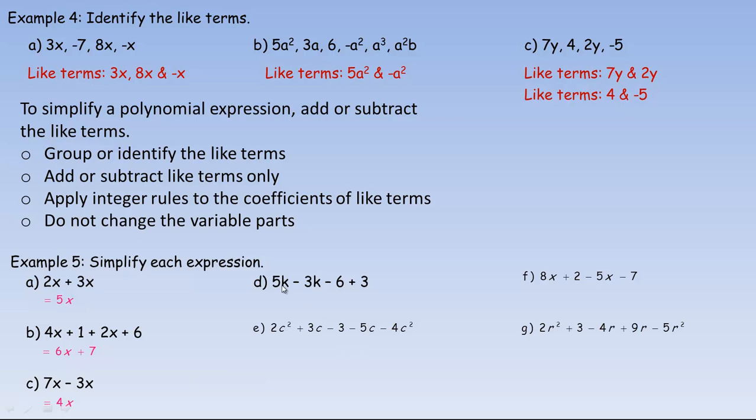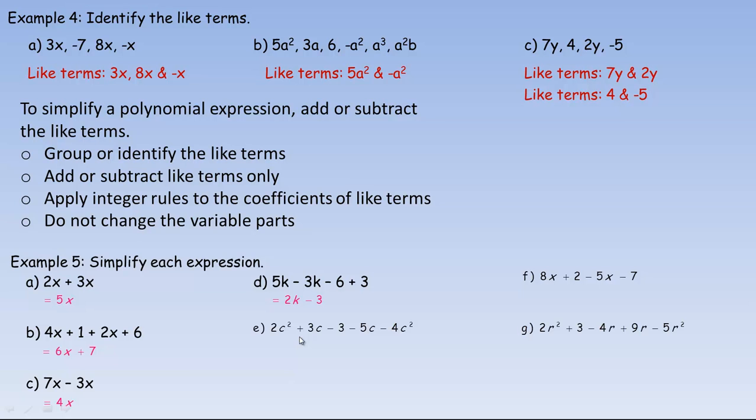For D, the 5k and the minus 3k are like terms. So 5k minus 3k would be 2k, just like 5 minus 3 is 2. And then these are like terms as well. The negative 6 plus 3, now that negative belongs to the 6, so negative 6 plus 3 would add to negative 3. So we would write 2k and then minus 3 in the end.